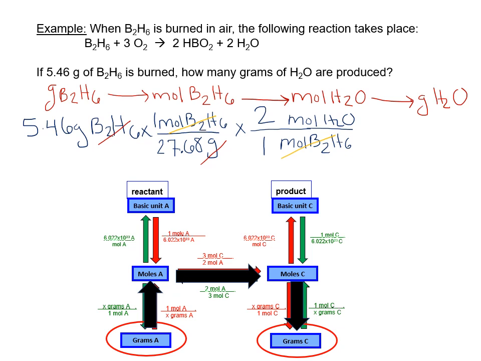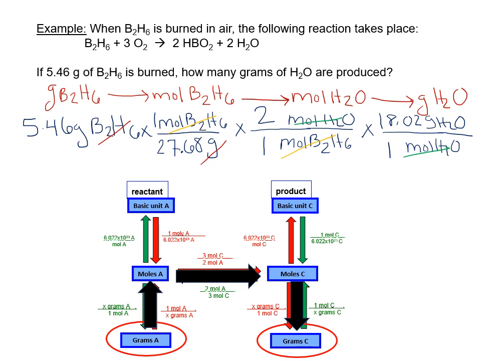I have one more step now. I need to convert to grams of water. And to do that, I use the molar mass of H2O. Moles of H2O goes on bottom. Grams of H2O goes on top. 2 times hydrogen plus oxygen is 2 times 1.01 plus 16, which is 18.02 grams per 1 mole. And you can see now that these moles cancel and I'm left with grams of water.